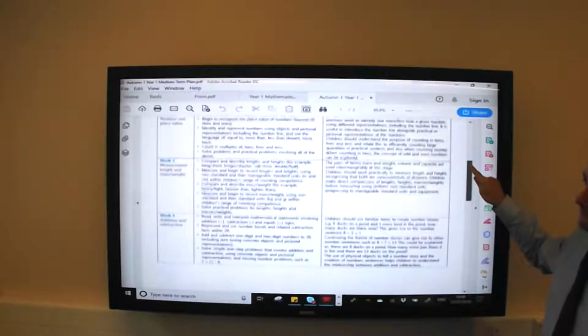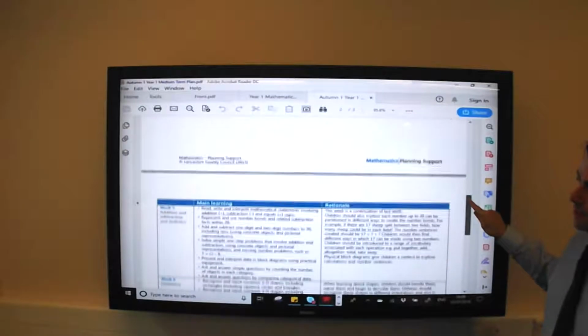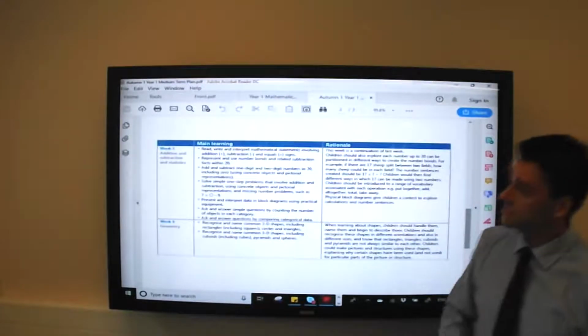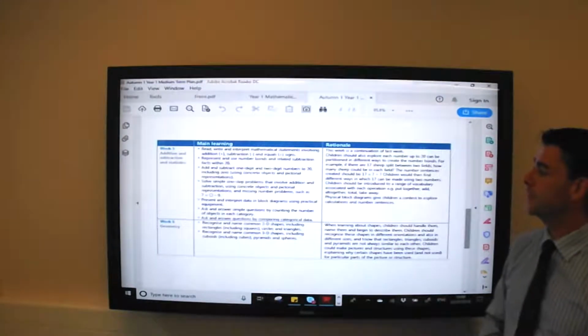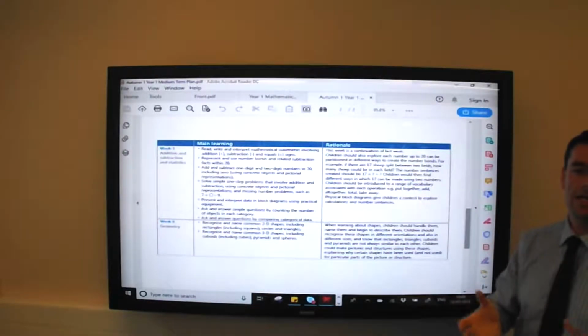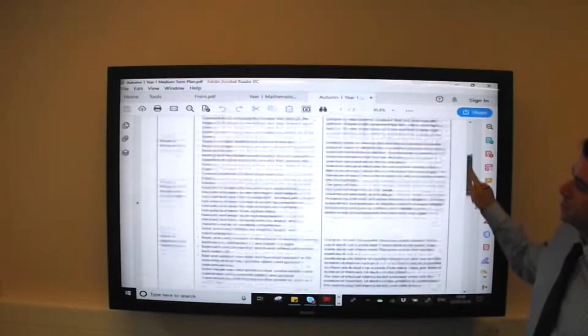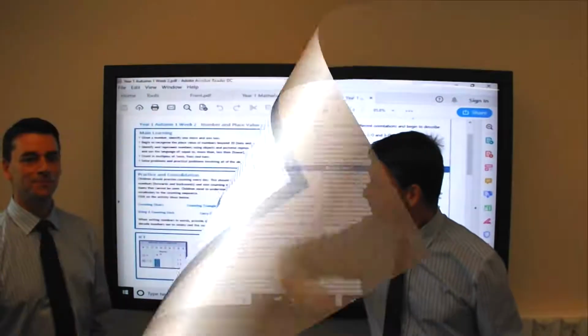As you can see, we've got that level of detail for every week in each half term. So we've got the title of the unit, the main learning that will be touched on and covered within the week, and the rationale, the big idea that you want children to achieve. So if we go into one of these weeks, let's go into week 2.